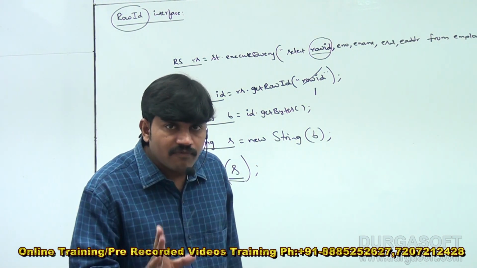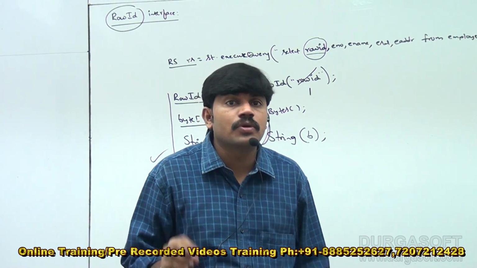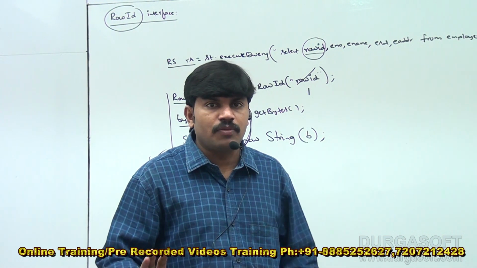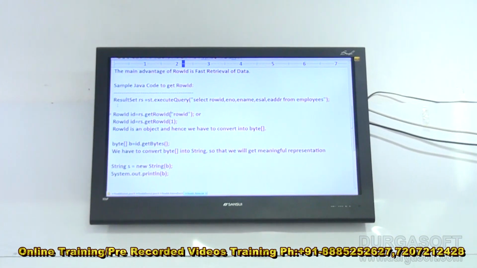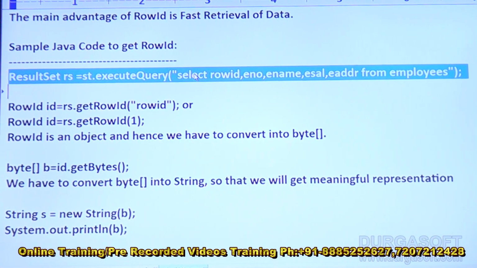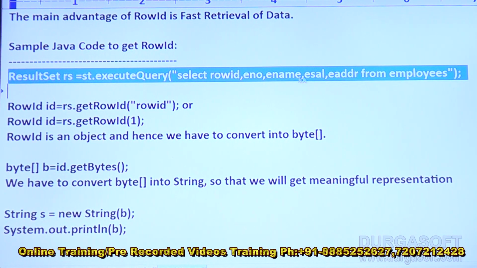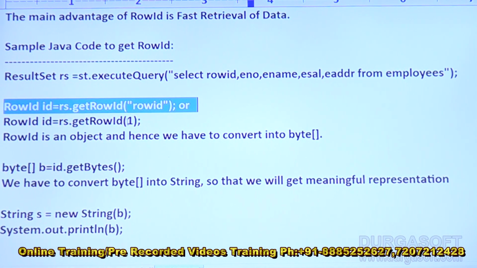If you feel comfortable, let me go for a small executable program so that you people can feel more comfortable, right? Observe that sample code. Whatever I explained on the board is the same code only. ResultSet rs is equal to st.executeQuery, select ROWID, empno, ename, esal and so on. ROWID is equal to rs.getRowId.